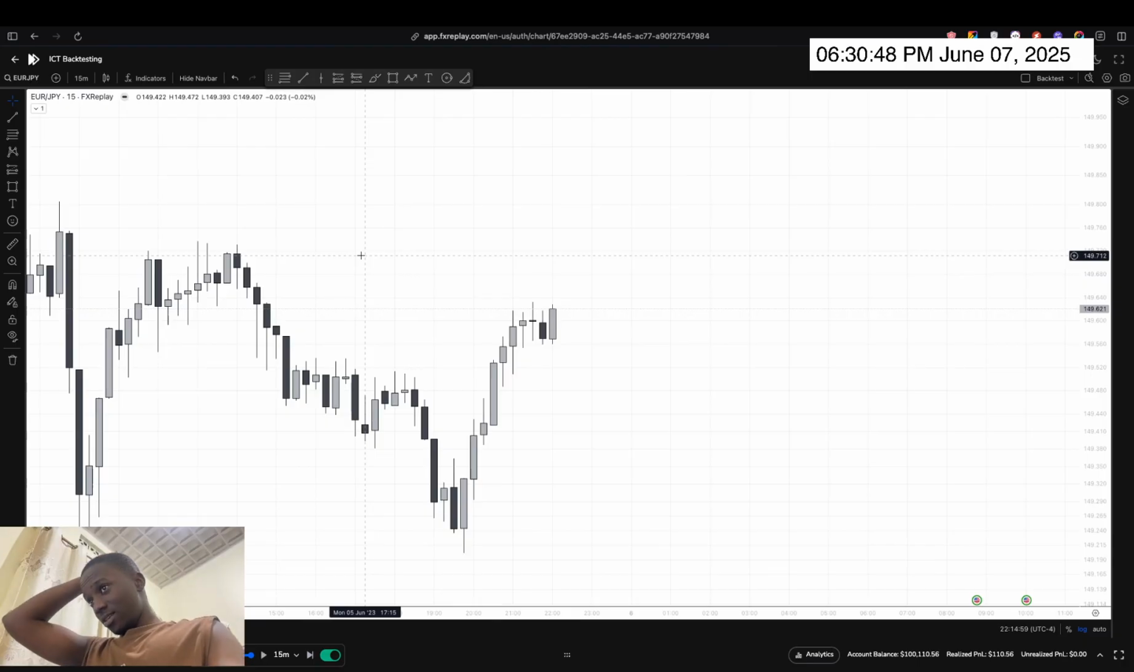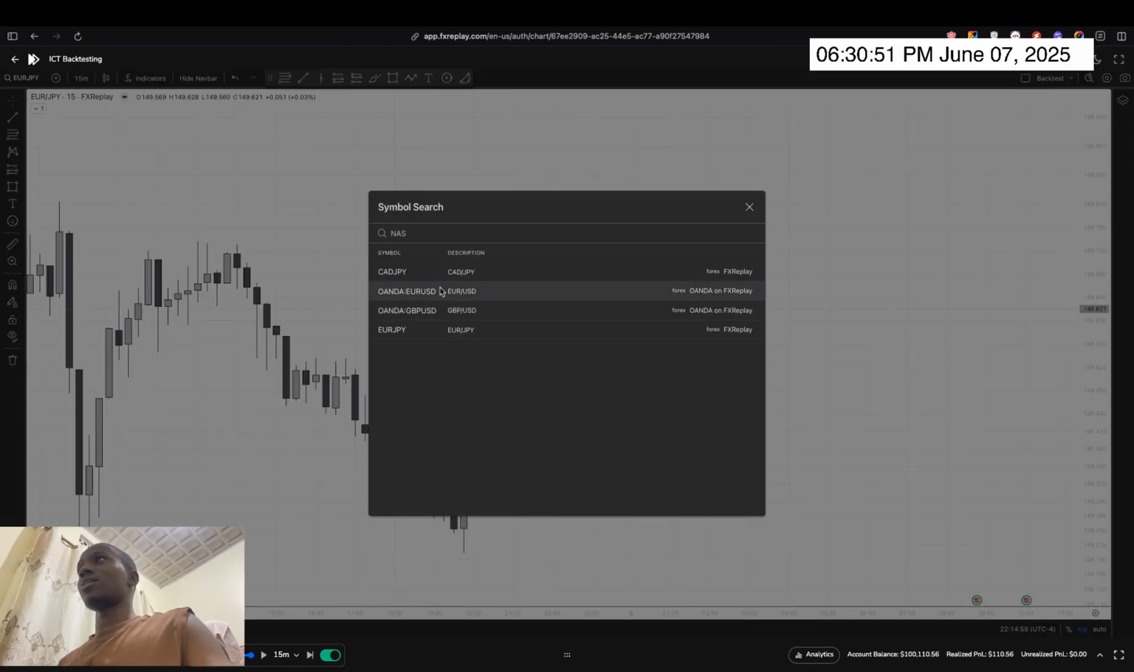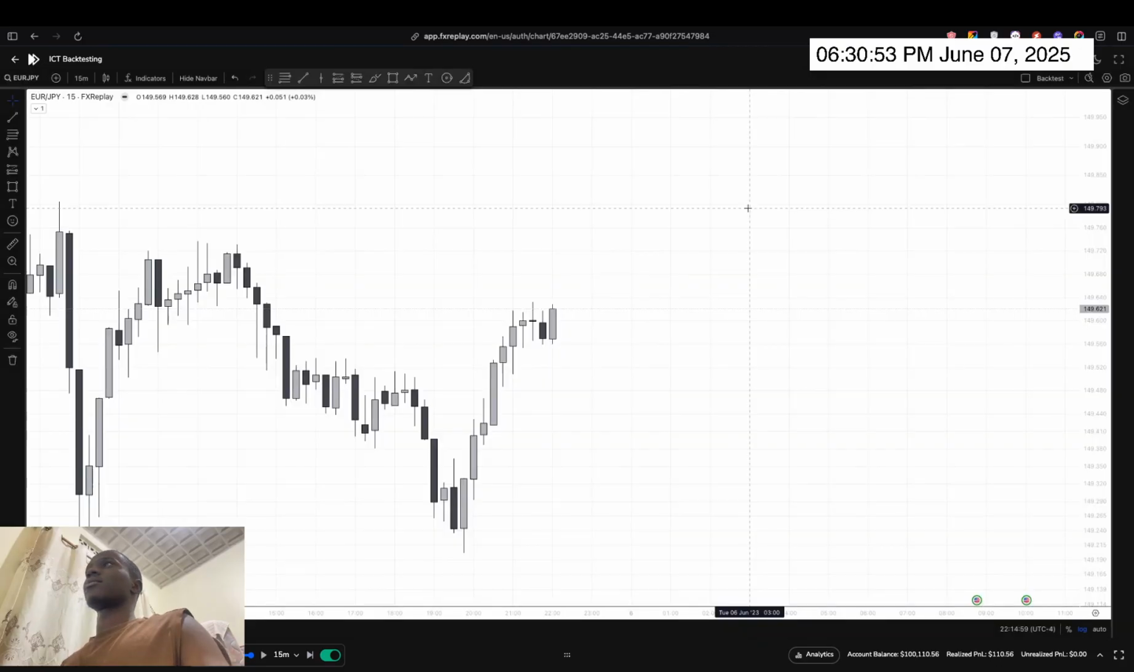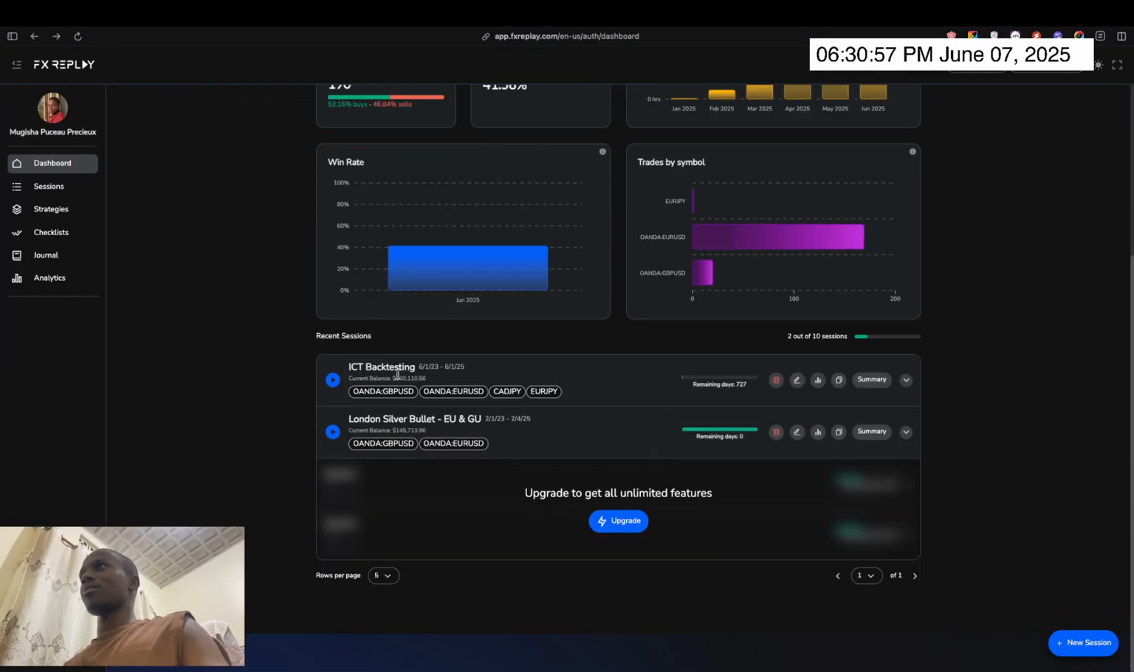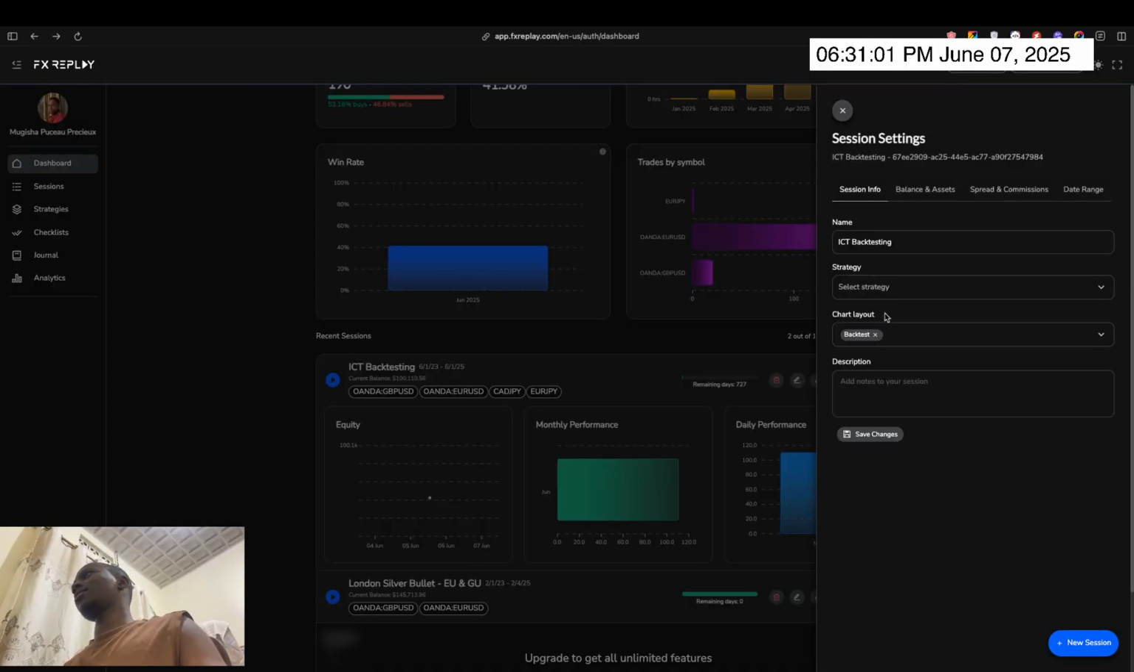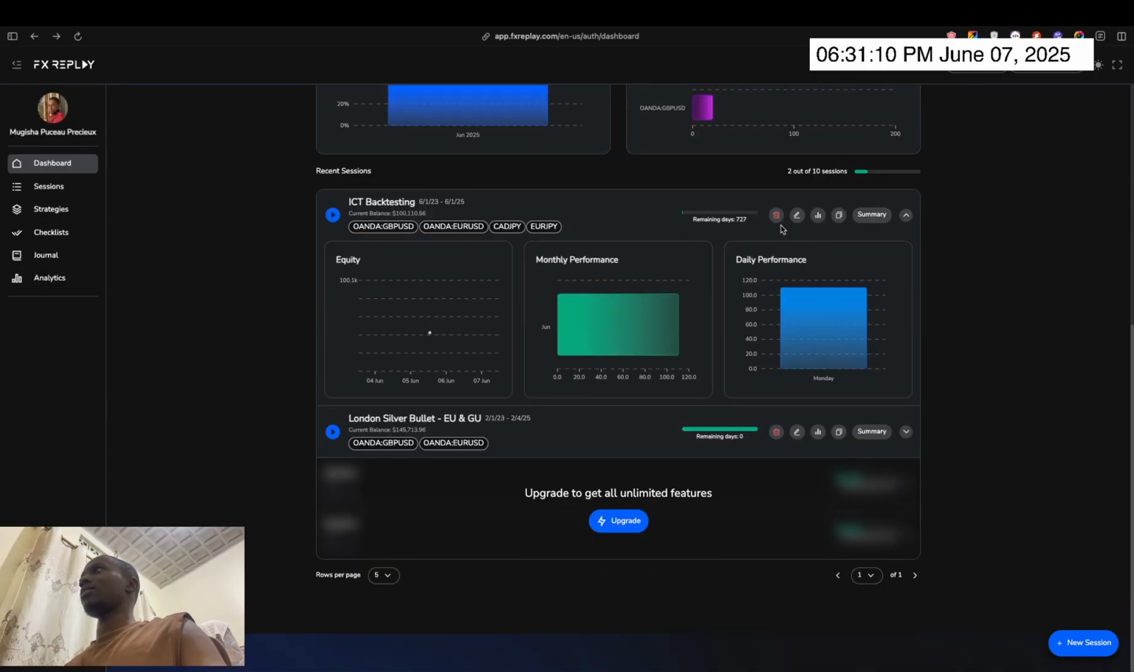Anyways, I think I'll be doing the NAS. I don't think EJ is working with me. Where is it? Can I edit and add more assets? Yeah, I think I'll add assets.